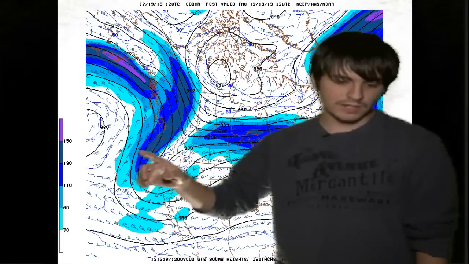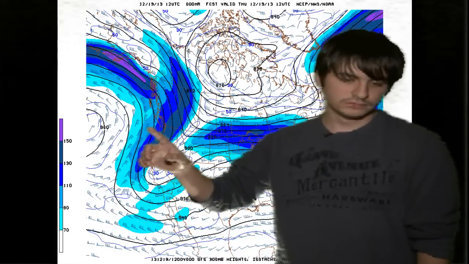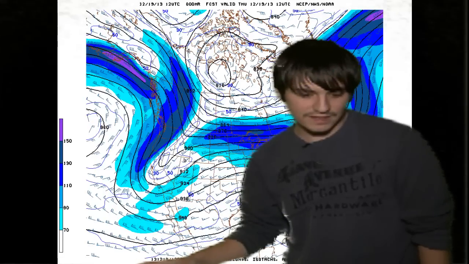And as you can see behind it, we have this large jet streak. That's going to help sharpen this trough and deepen it as it digs down behind our long wave trough.